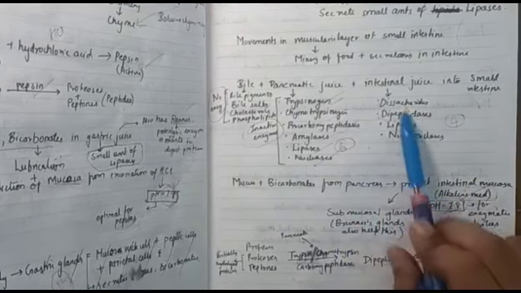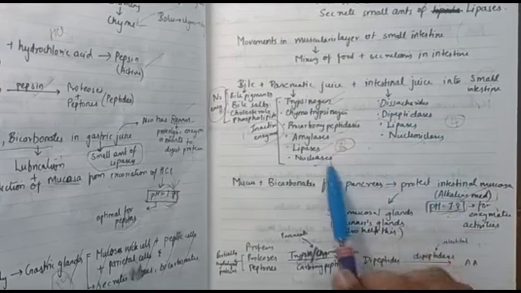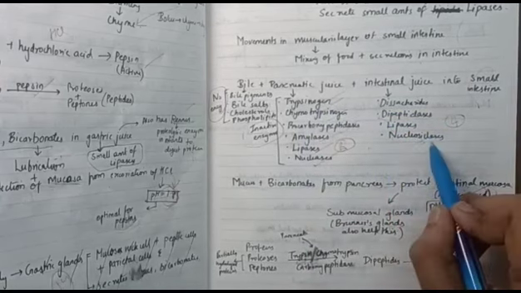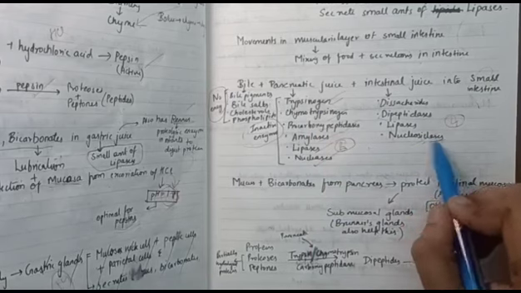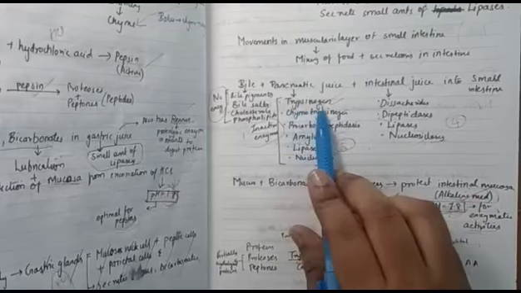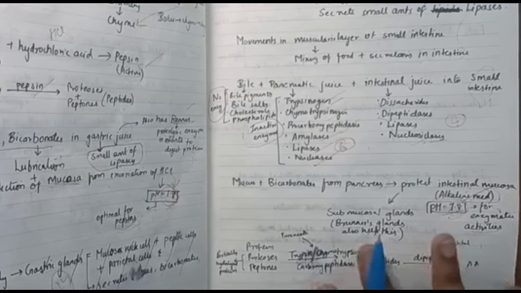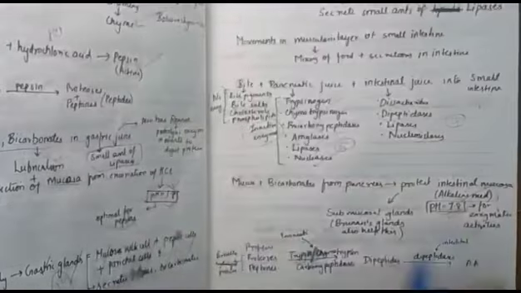Now, in intestinal juice, we have disaccharidases, dipeptidases, lipases, nucleosidases. All these are enzymes. Whatever ends with ase, that is usually an enzyme. Even trypsinogen, all these. Now, next we have proteins, proteoses, peptones.